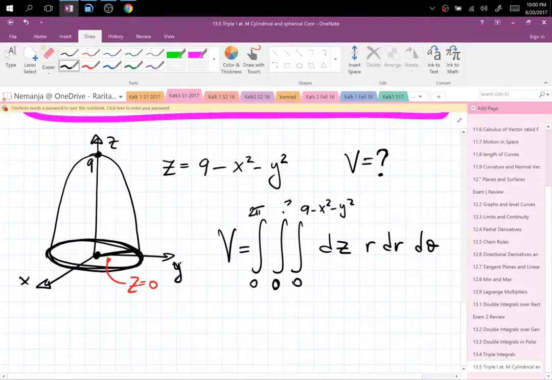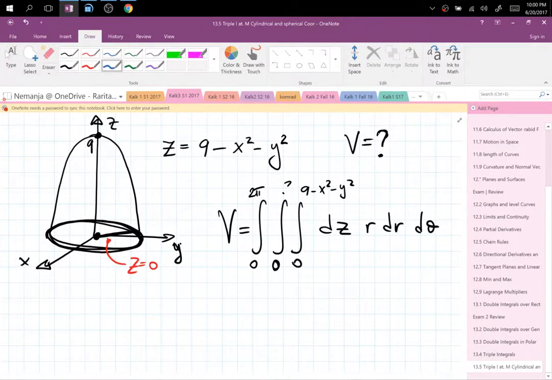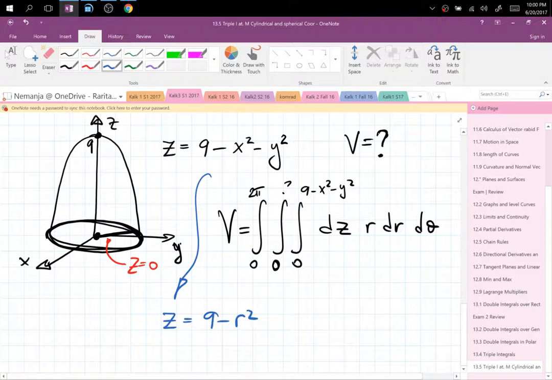We're still missing the r over here. Well, the first order of business is for me to convert this z into 9 minus r squared. Do you guys see that? Right? You have minus x squared minus y squared. If you factor out minus in front, you have x squared plus y squared. Now we know that's r squared, right? In a conversion. So you have 9 minus r squared.